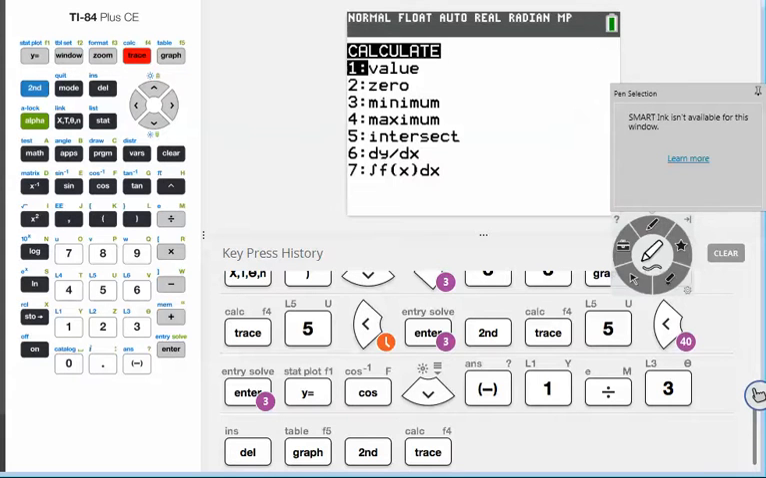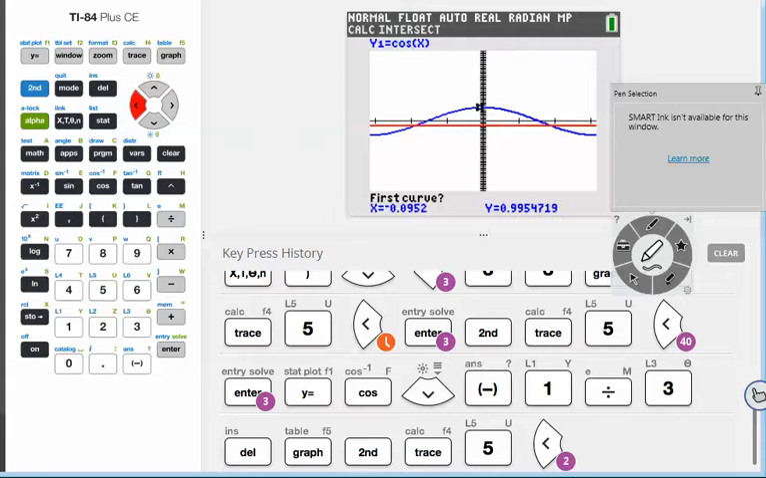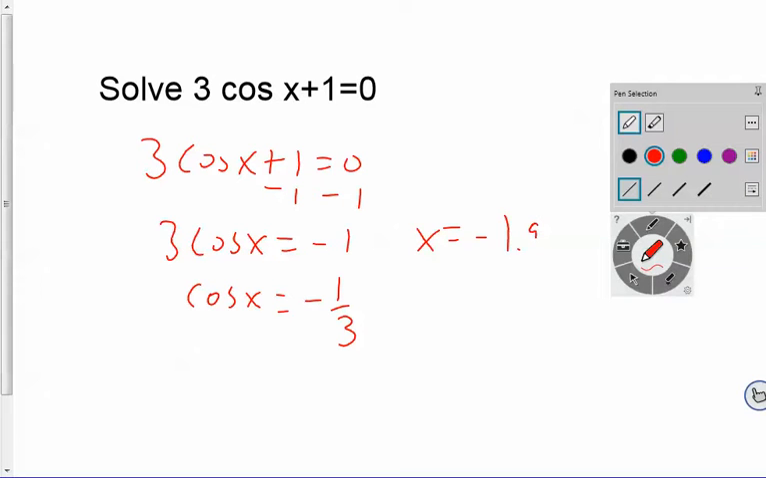So I'll go second calc, and I'll go to calculate the intersection, and I'll come over here. I'll go to the negative one because I know the negative one and the positive one are good to go. So enter, enter, boom. And I get negative 1.91063. So negative 1.9 and positive 1.9. So x is equal to negative 1.9 plus 2k pi and positive 1.9 plus 2k pi.